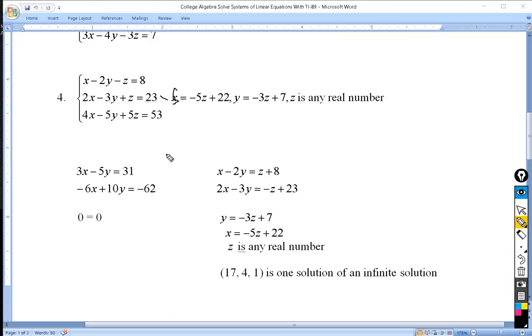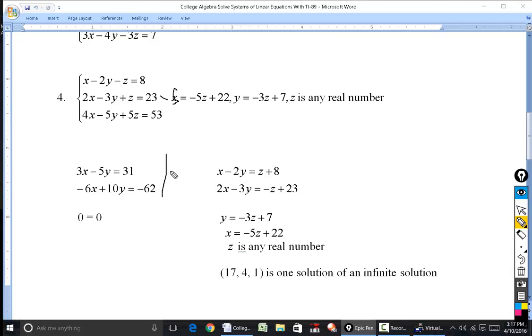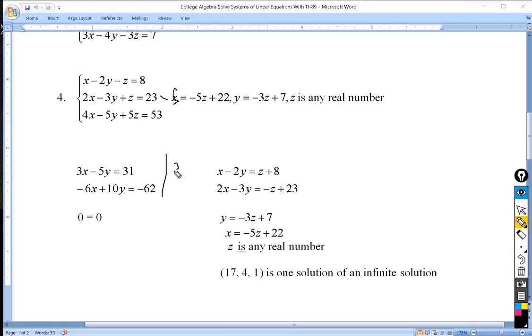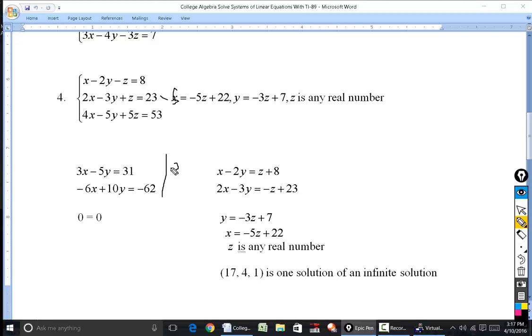And I get 2 times 3x is 6x, and minus 6x cancels to 0. And then 2 times minus 5y is minus 10y, and 10y cancels to 0. 2 times 31 is 62, and minus 62 is 0. So I get 0 is equal to 0.